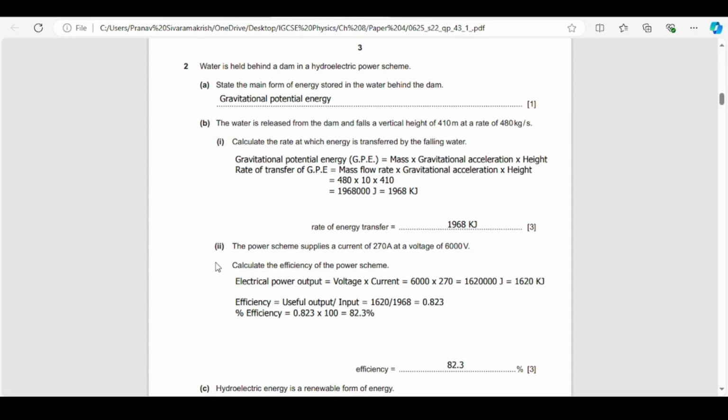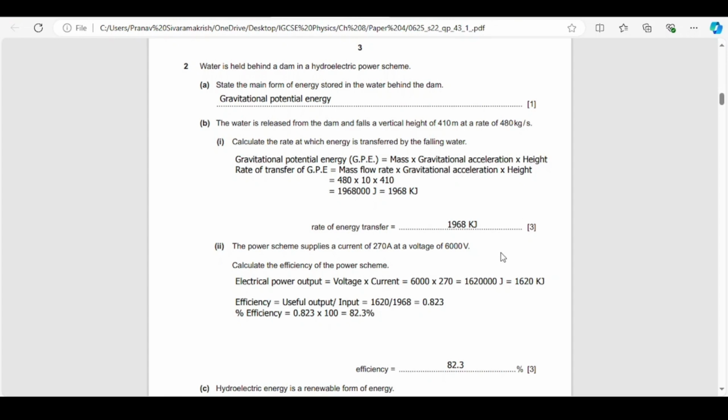And then if you look at part 2 of question B, the power scheme supplies a current of 270 amperes at a voltage of 6,000 volts. Calculate the efficiency of the power scheme. Now this is something that we haven't seen yet.